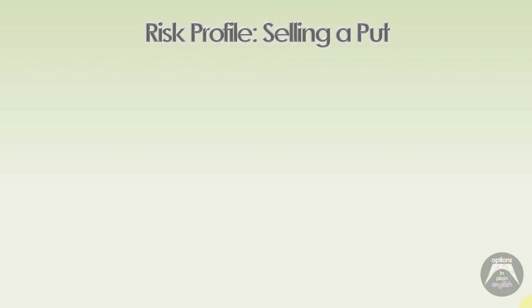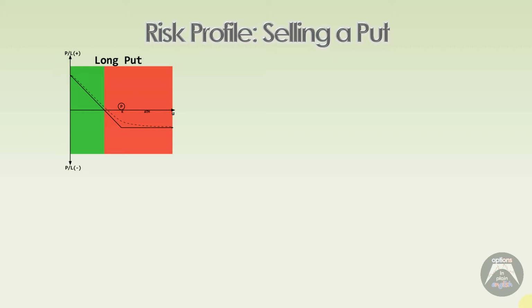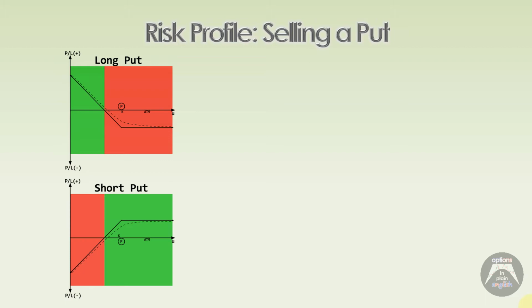Today we're going to continue talking about the most important strategies and their risk profiles. Today we're going to talk about selling a put, or the short put strategy. We're going to start by comparing this strategy to a strategy that we've already talked about, which is the long put. So on the top we have buying a put, and on the bottom we have this new one we're going to talk about here, which is selling a put, shorting a put.